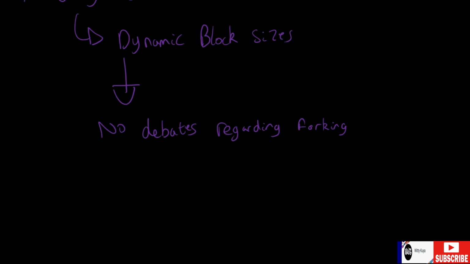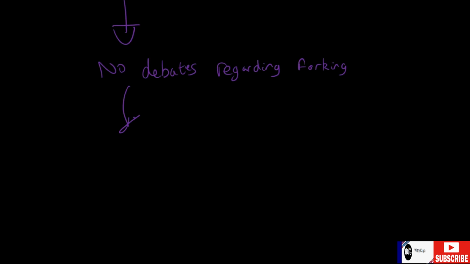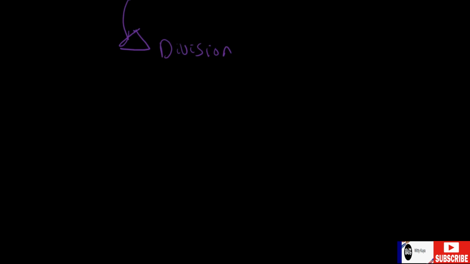The blocks have a certain size. It used to be 1 meg, it's 2 meg now, and it can be higher as well using different technologies such as segregated witness. But at the end of the day, that creates arguments within the community, and as a result, they debate. They end up creating a hard fork, which ultimately leads to a division within the community. And that's not good, because a divided community ultimately will fail more likely compared to a unified community.